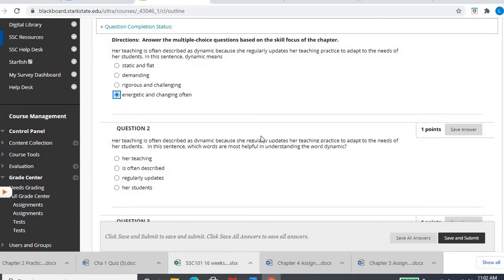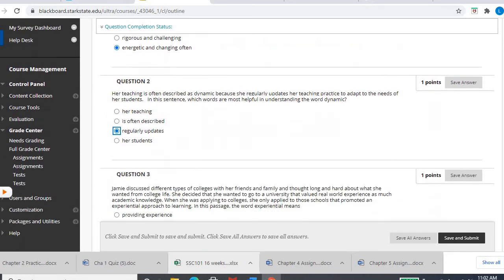Question 2 is using the same sentence, and it says, which words are most helpful in understanding that word? Well, as I described it, the fact that she regularly updates lets me know that she's changing things. And so regularly updates is the context that helps me understand that meaning.